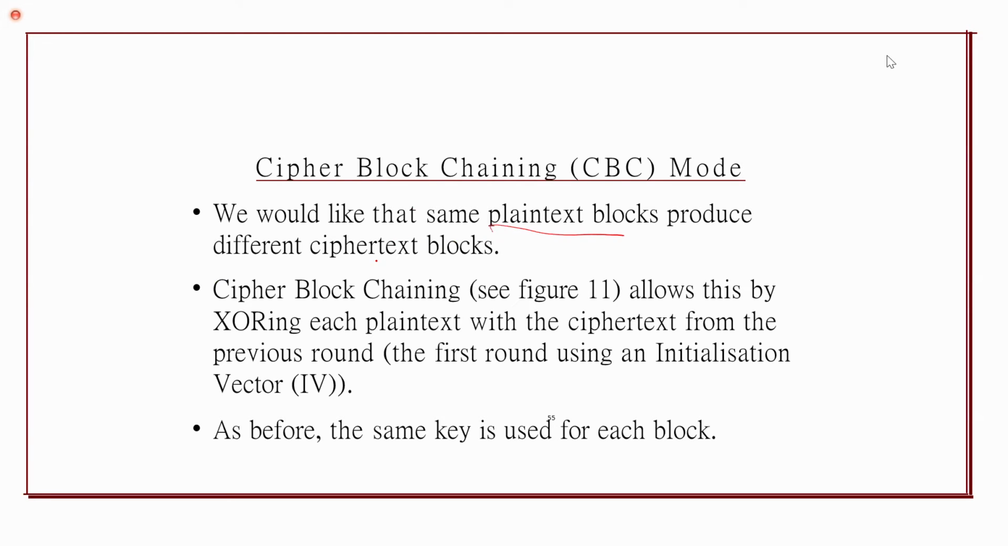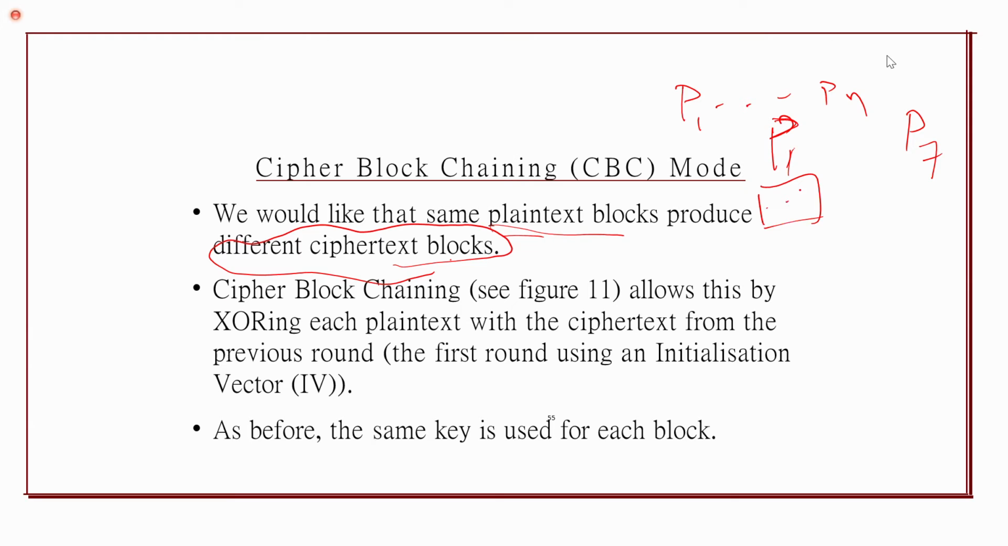The same plaintext blocks will produce different ciphertext blocks. Suppose the plaintext has n blocks, P1 to Pn, and assume that block P1 and block P7 have the same set of information. The 64 bits are the same. Even though it has the same 64 bits of data, the ciphertext produced will be different. Internally the data is the same, but the ciphertext will be different.